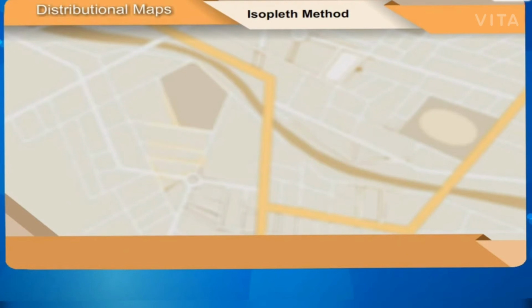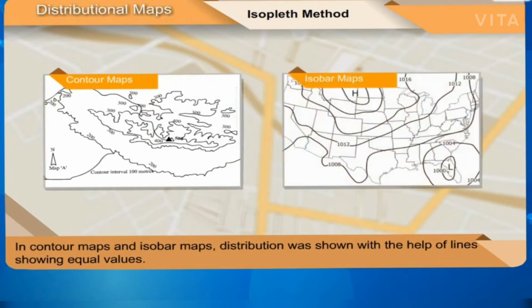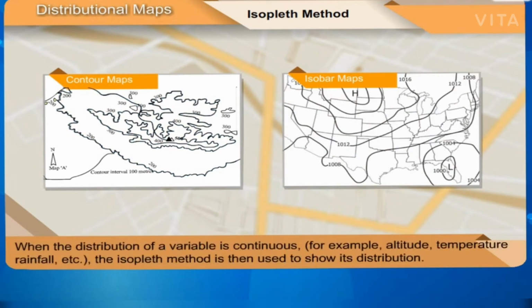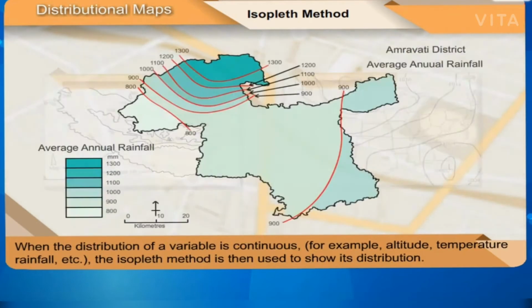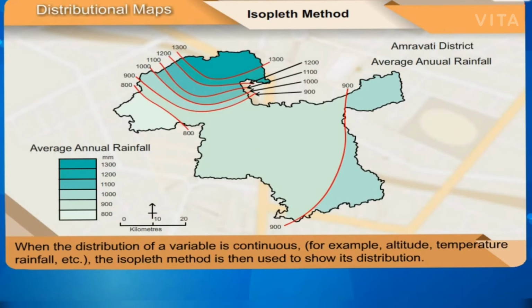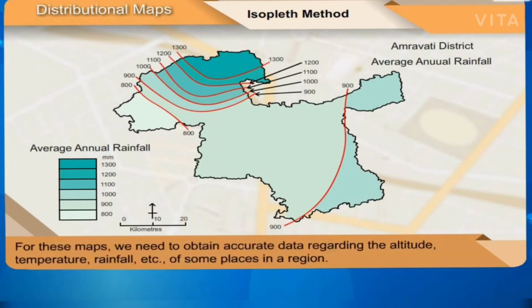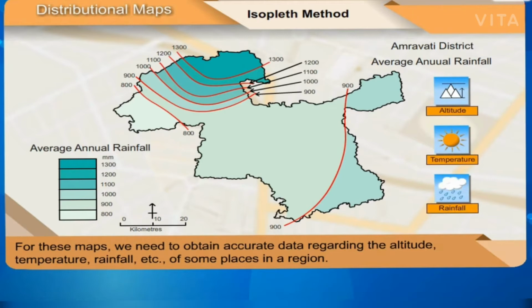Isopleth method. In contour maps and isobars, distribution was shown with the help of lines showing equal values. When the distribution of a variable is continuous, for example, altitude, temperature, rainfall, etc., the isopleth method is then used to show its distribution. For these maps, we need to obtain accurate data regarding the altitude, temperature, rainfall, etc. of some places in a region.